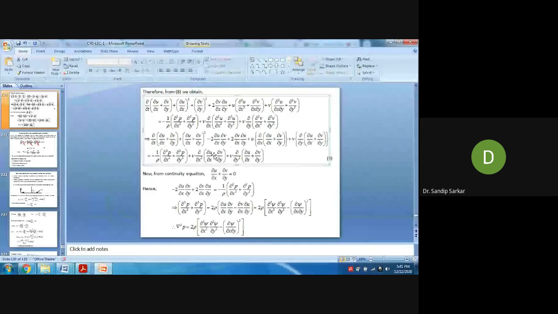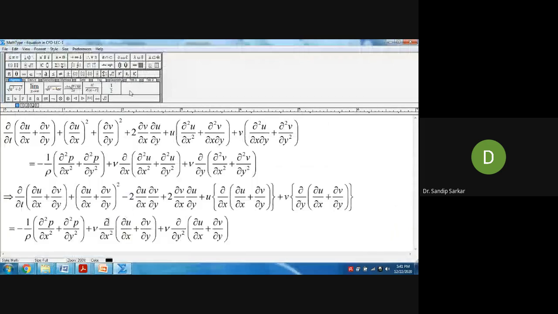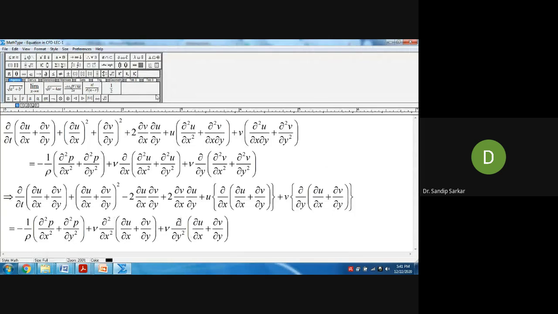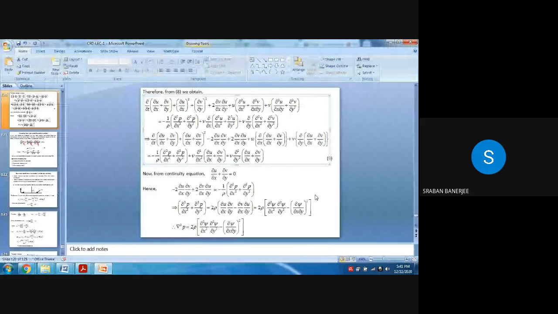So minus 1 by rho, ∂²p/∂x² plus ∂²p/∂y² plus nu. What I have written here, I think I have made some mistake. I have to write ∂² of this term. This term was missing. Yes, now it is okay.